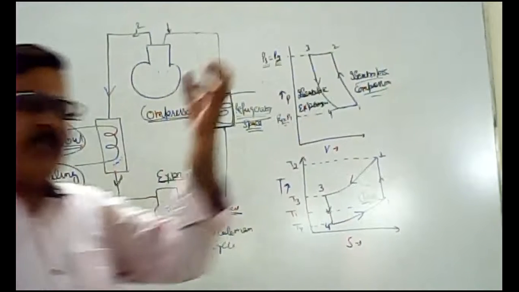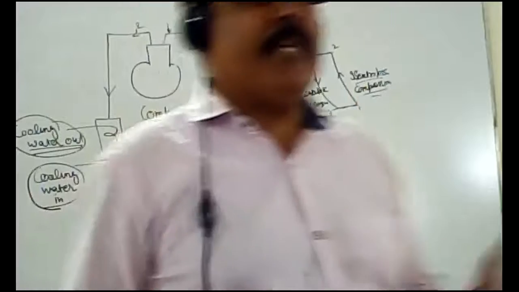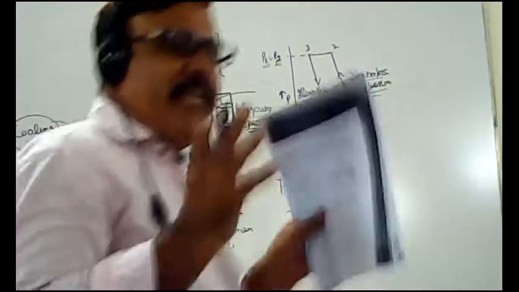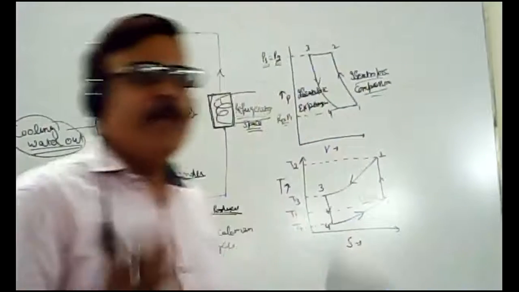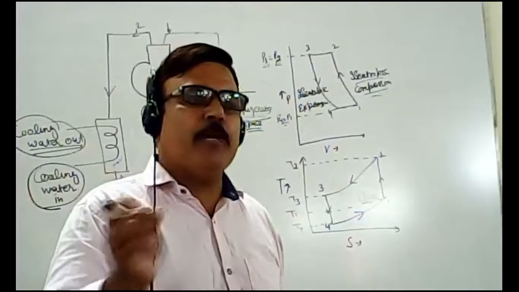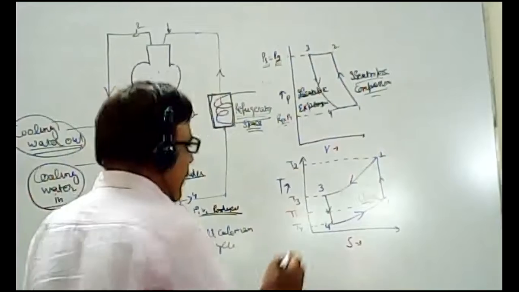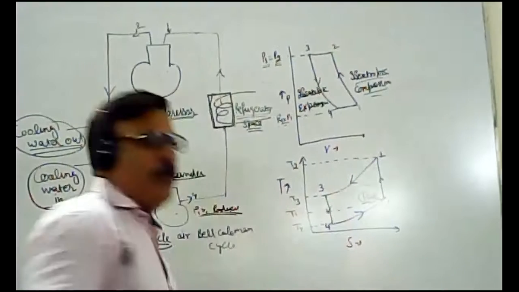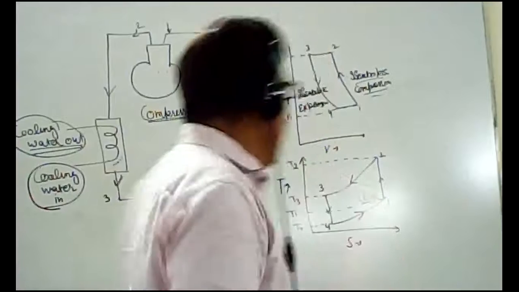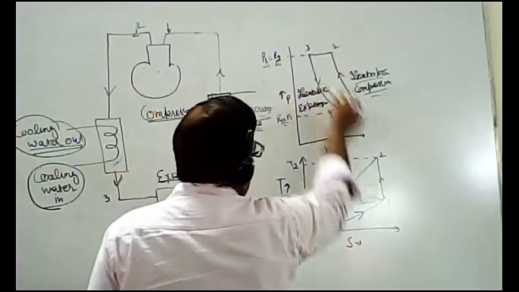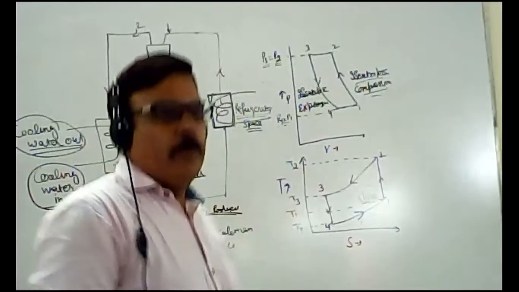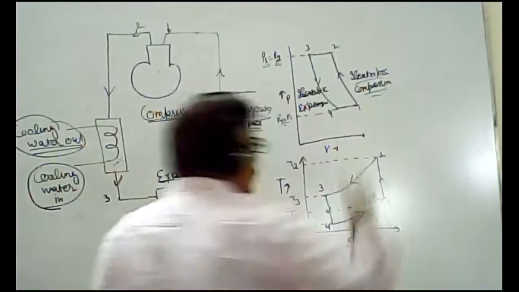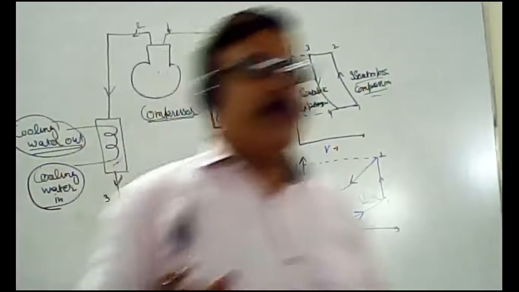When the piston is moving from top dead center to bottom dead center, when the air is expanding inside the cylinder, its pressure and temperature both will get reduced. So look here, the temperature from 3 to 4 is going to reduce, and the pressure is also going to reduce from 3 to 4. Okay, and last, 4 to 1 is where the refrigeration effect will occur.